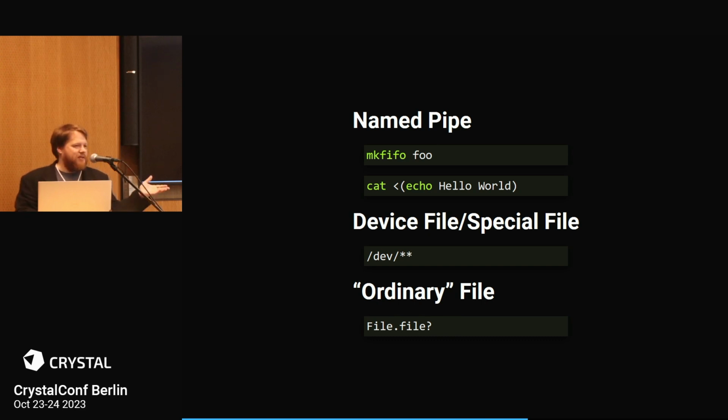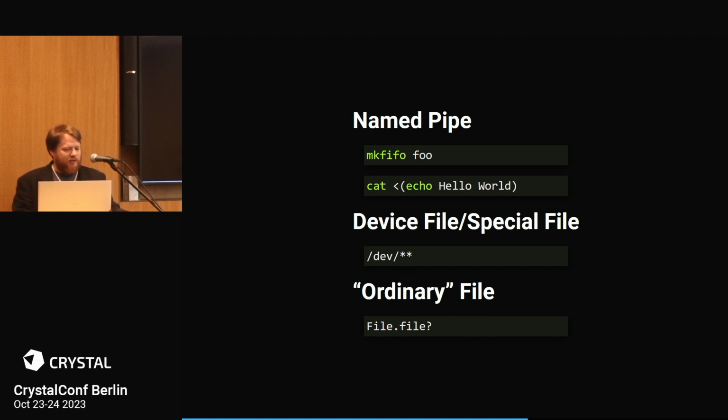The device file is basically the entire dev tree on a Unix system, with very special things going on there: character devices, proc devices, all that kind of stuff. And then there's the ordinary file, and the ordinary file is the only thing that file.file considers. But in many cases, where you want to read from a file, it doesn't matter whether it's that kind of ordinary file, or a named pipe or a device file, whatever.